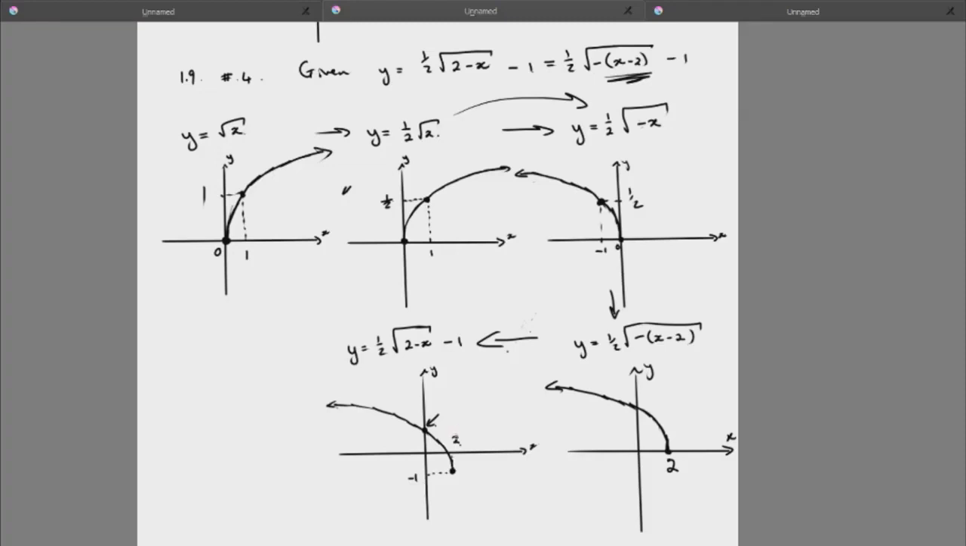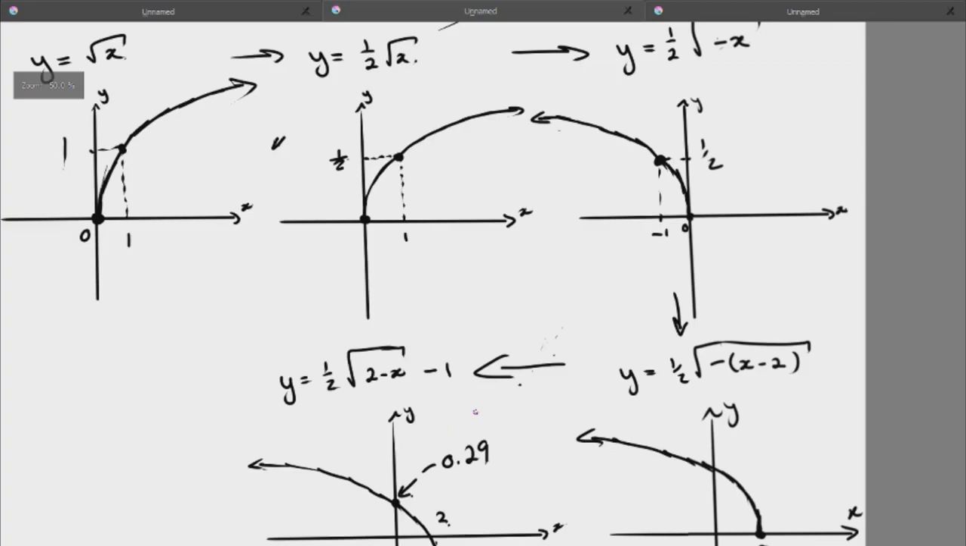That's not good. A half square root of 2 minus 1. It's not going to be a half. It's going to be an ugly decimal number. 2 decimal places at least. 29. Negative 0.29. Let me just zoom in.